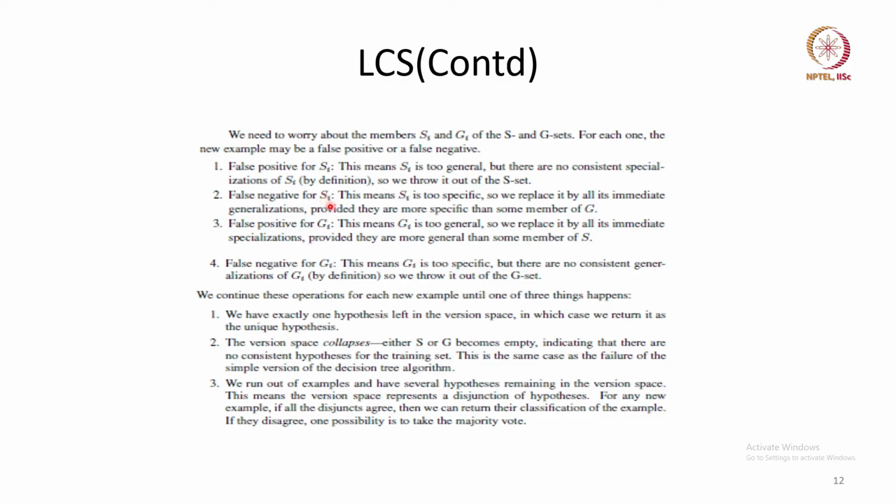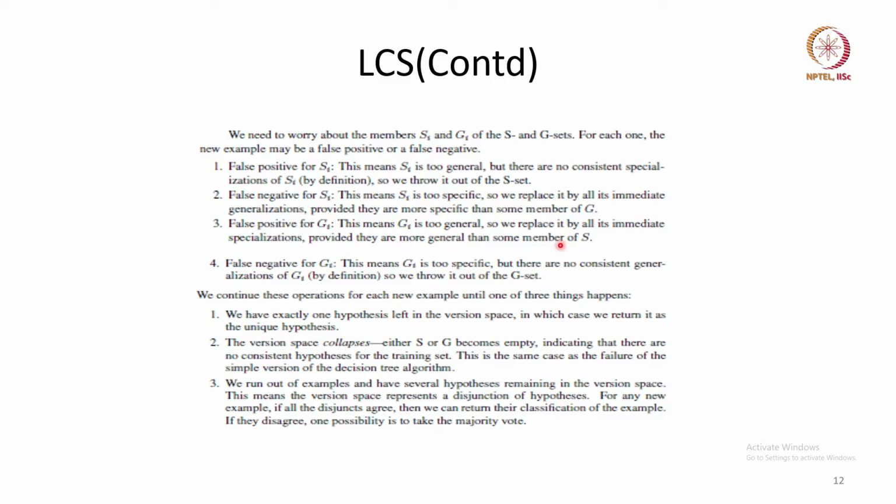If it is a false negative for Si, this means Si is too specific, so we replace it by all its immediate generalizations, provided they are more specific than some member of G. Then you check if it is a false positive for Gi. This means Gi is too general, so we replace it by its immediate specialization. False negative for Gi means Gi is too specific, but there are no consistent generalizations, so we throw it out of the G set.